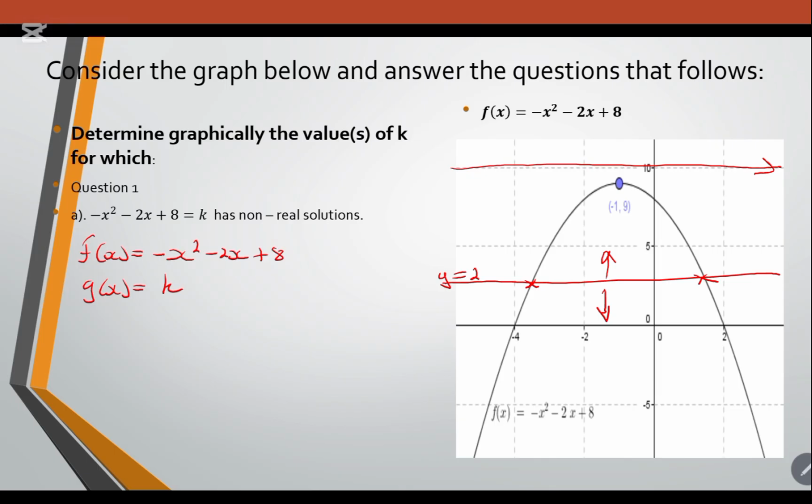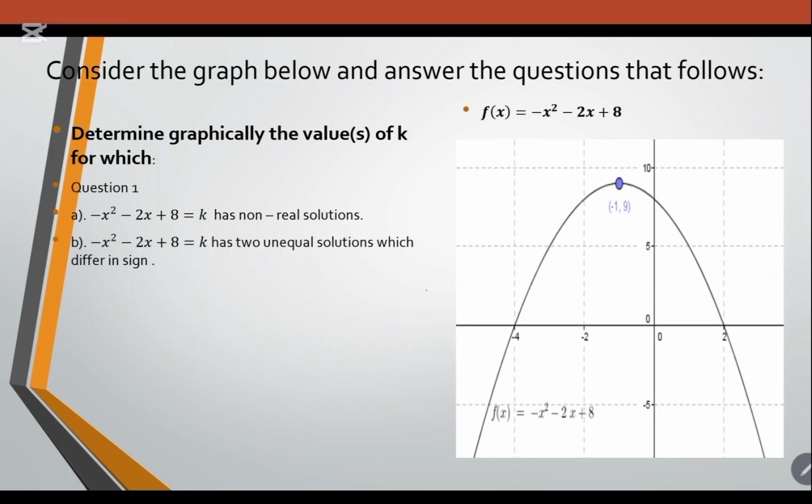So what is the value of y at the turning point? It is 9. Therefore, if k is a number that is bigger than 9, this equation has no solution. If k is greater than 9, there are non-real solutions. So there will be non-real solutions if k is greater than 9.